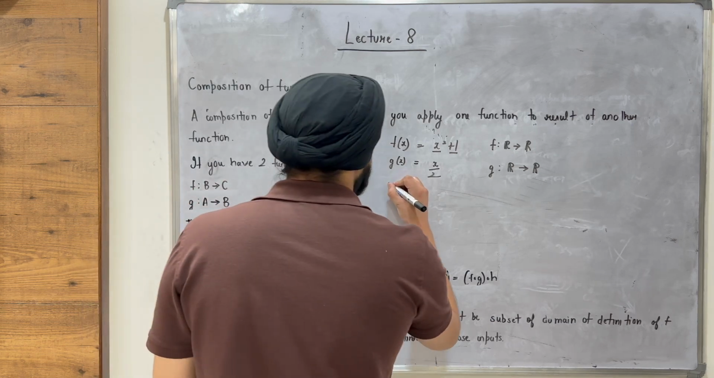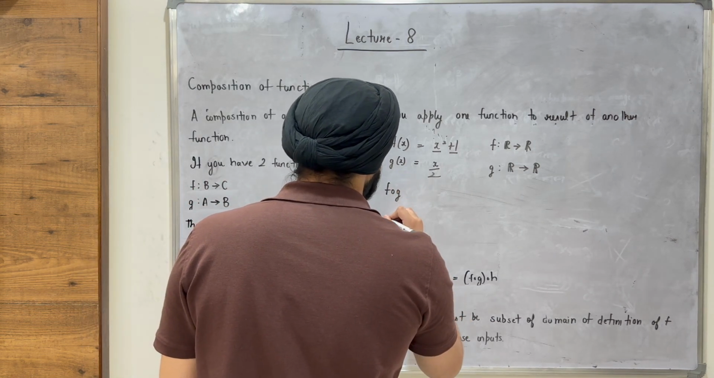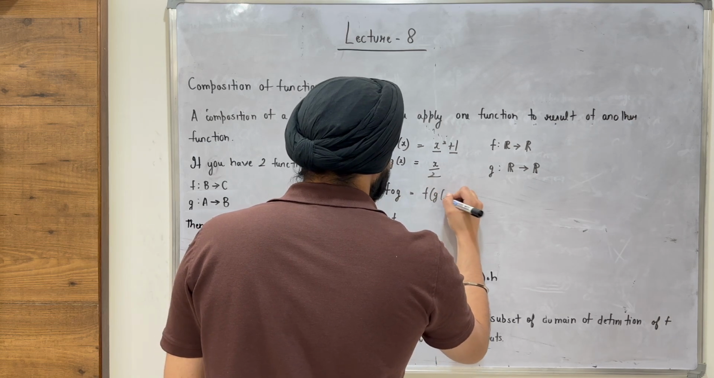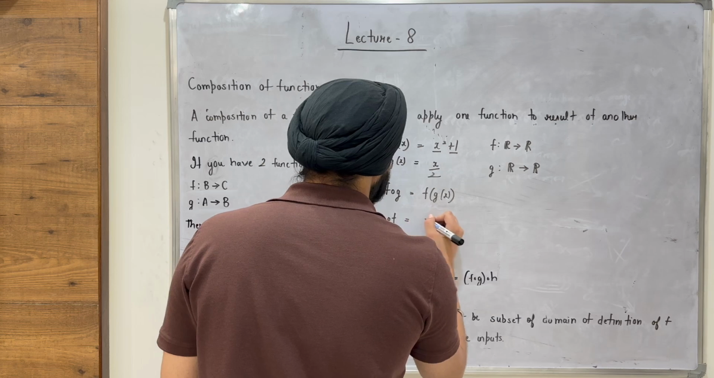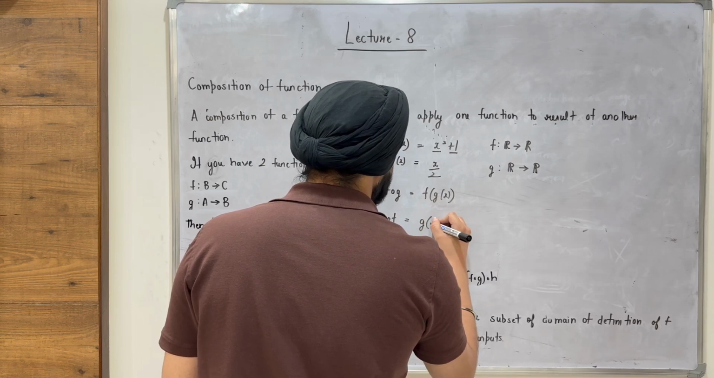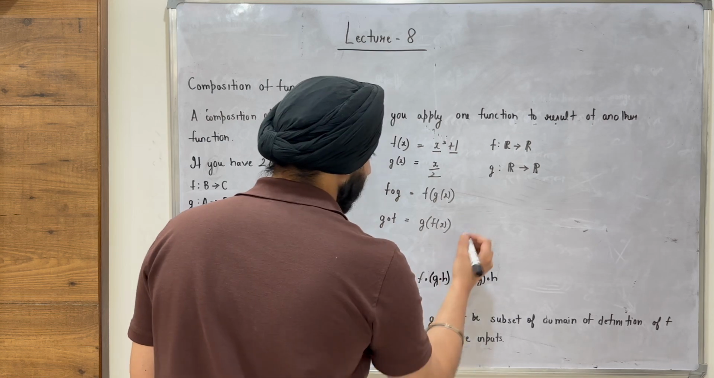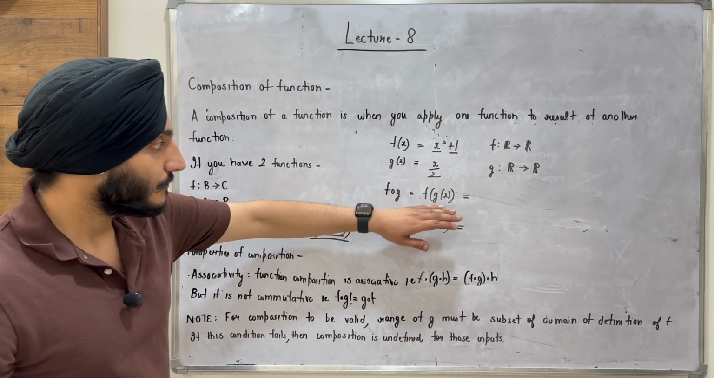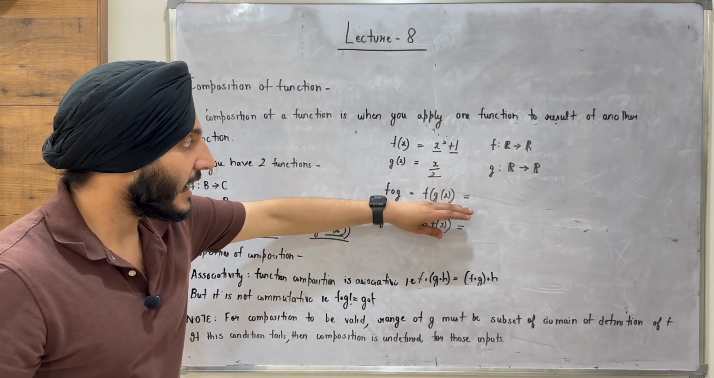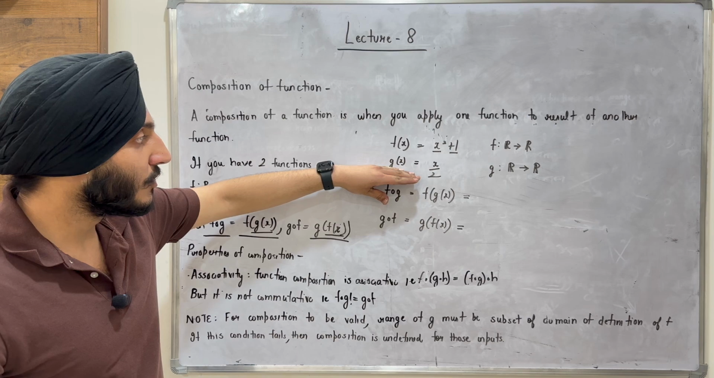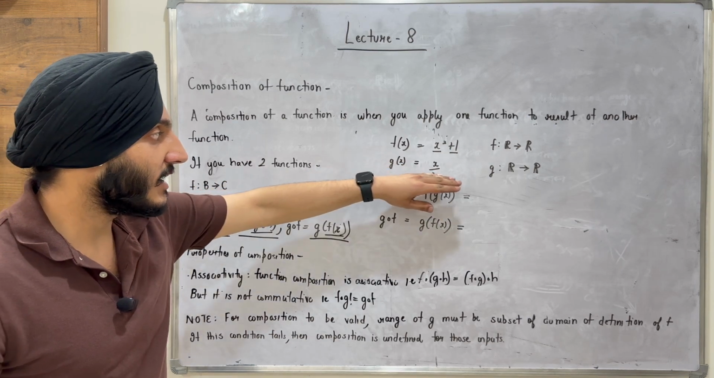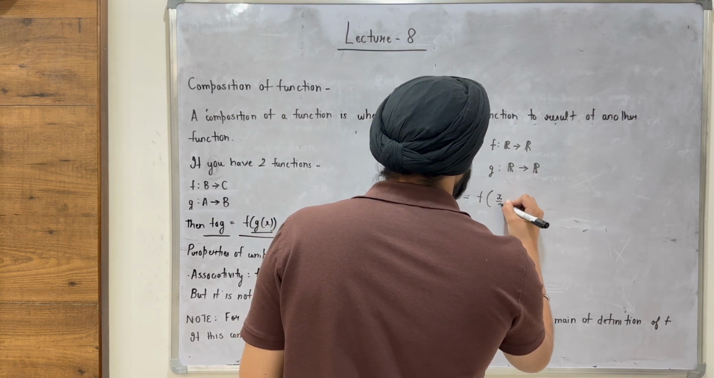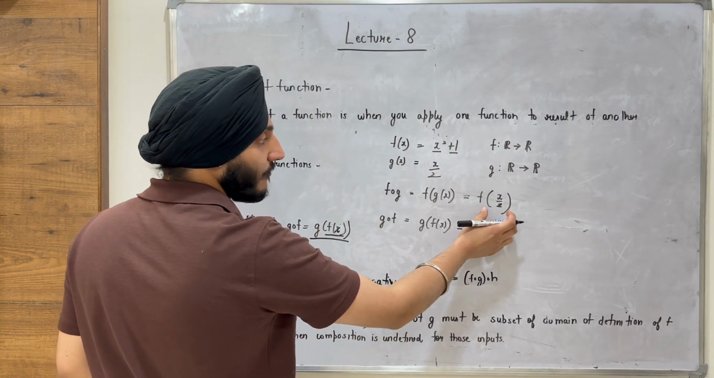Now if I try to find what is FOG and what is GOF. FOG is going to be f(g(x)), and GOF is going to be g(f(x)), right? Let's solve both the equations. First, in this case, I need to put x into g, and when I input the value x into this function g, it results in x/2, so which is f(x/2), right? What is f(x/2)?